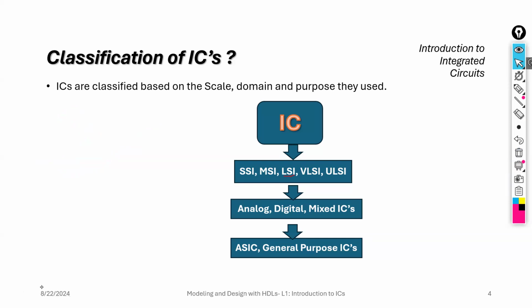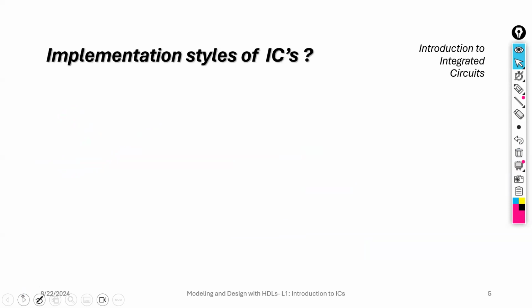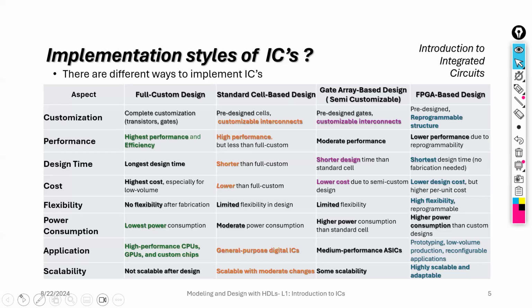So these are the broad classifications. Let us go and see another thing. How do we implement these ICs? What are the different ways, or design styles, by which we can create an IC? We have four essential ways that we can do this. What is the first one? We can call it full custom design.